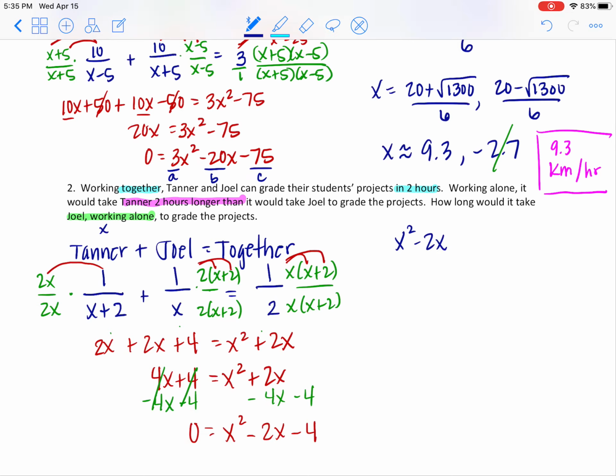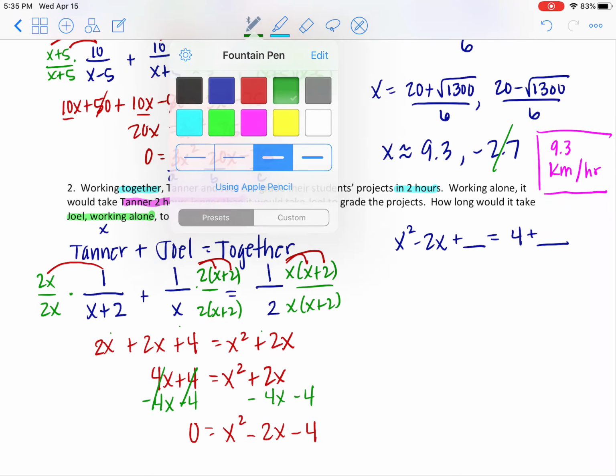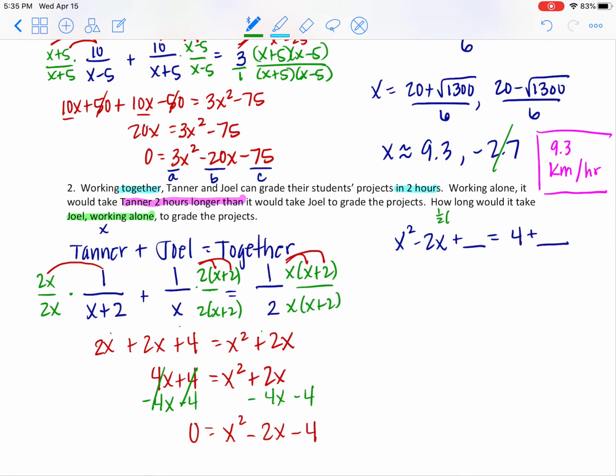But just so you have some variety in your notes, I'm going to complete the square. So I'm going to leave the x squared, the -2x, and I'm going to move the -4 back to the other side to make it a +4. And then I just got to figure out what I got to add to both sides to make the left side factor. So the formula said to take half of b, so half of -2 would be -1, and then square that to make a +1. So I'm going to add one here and add one here.